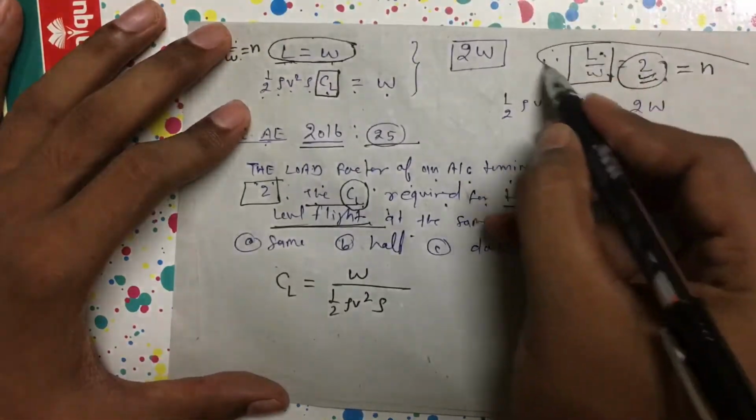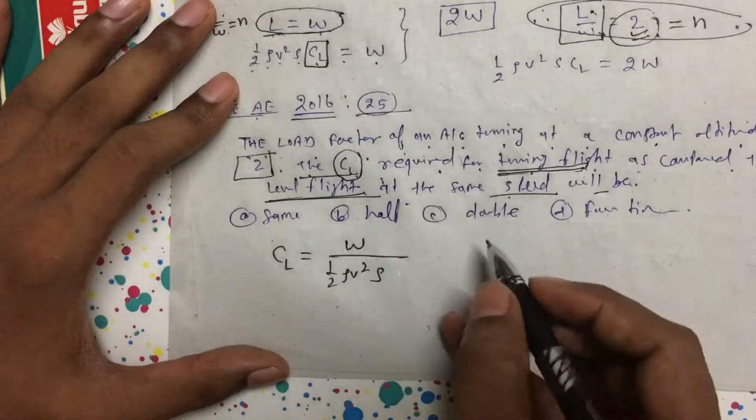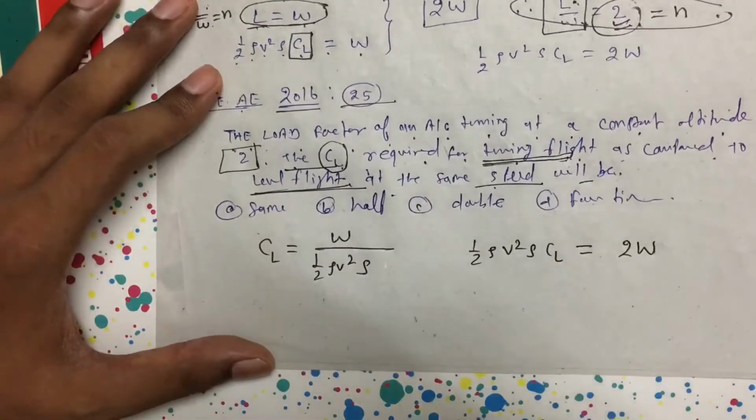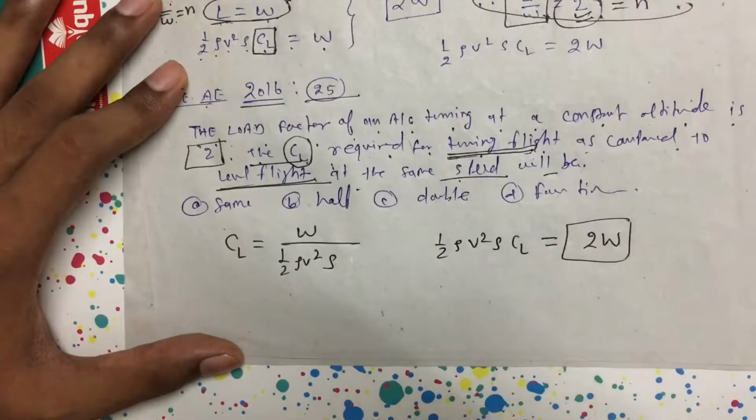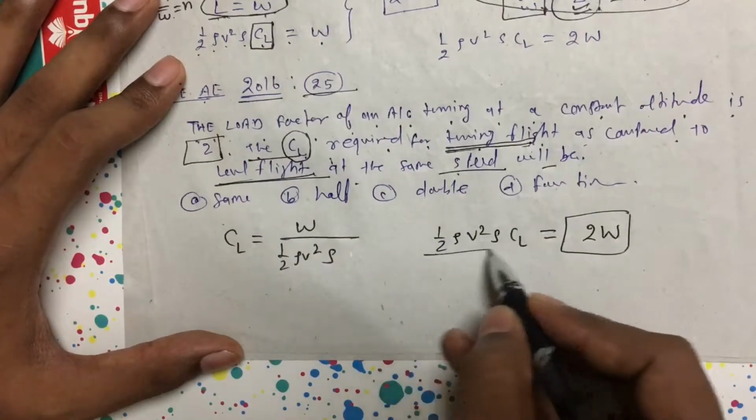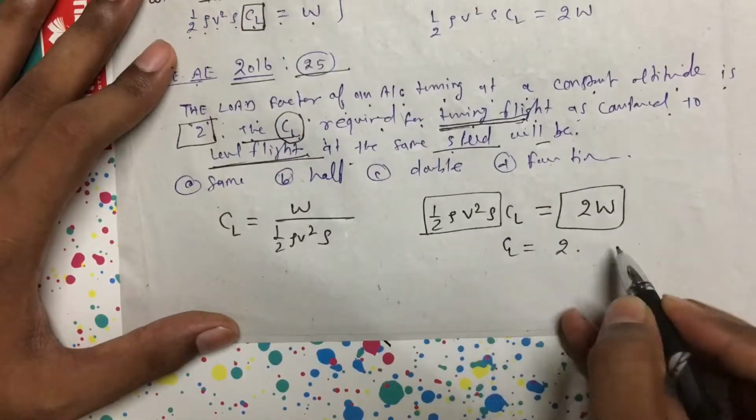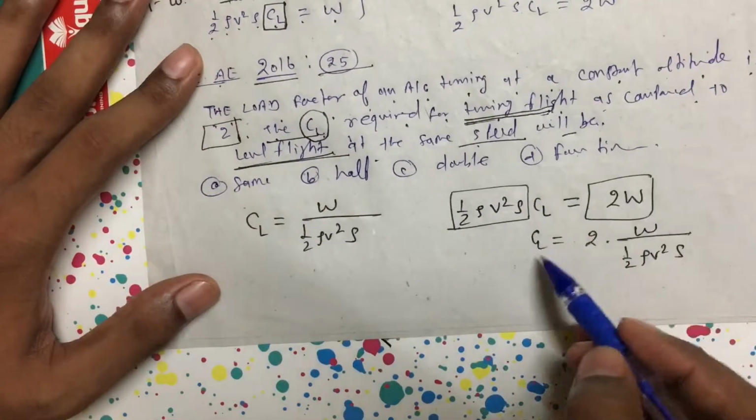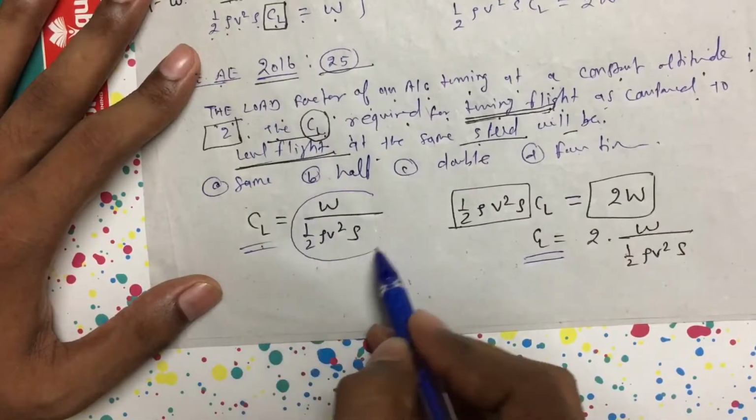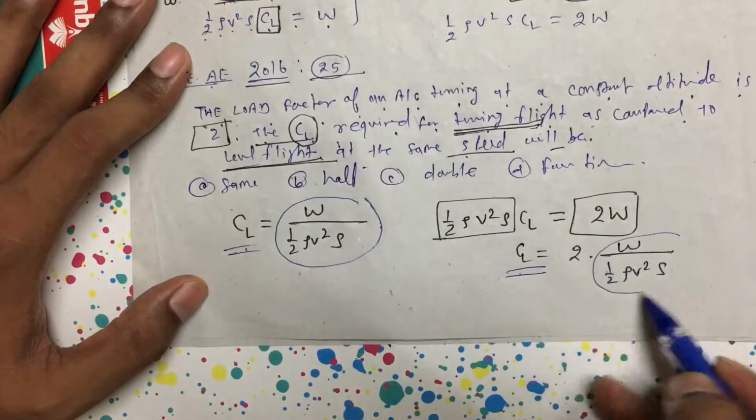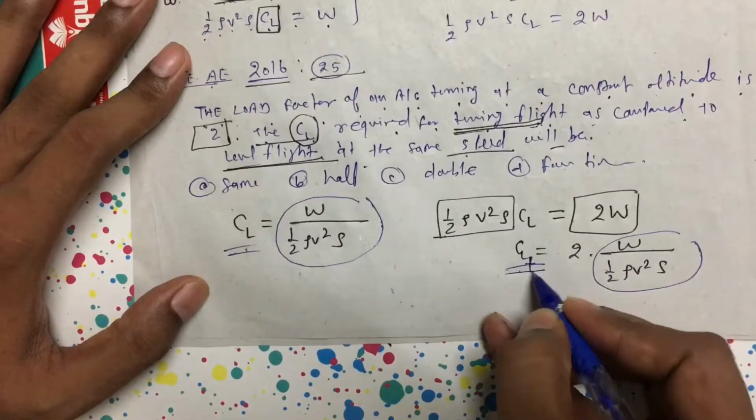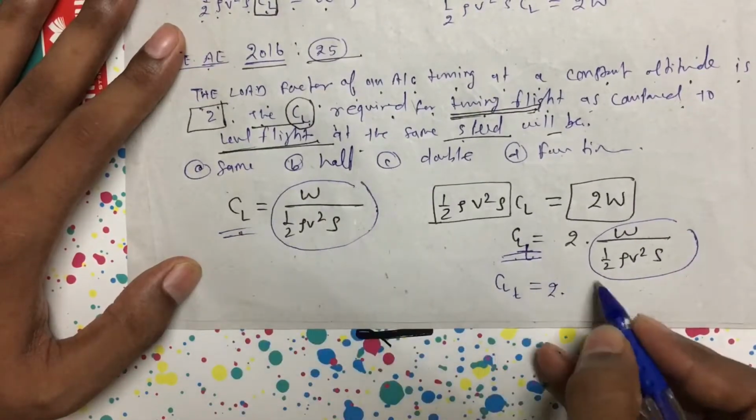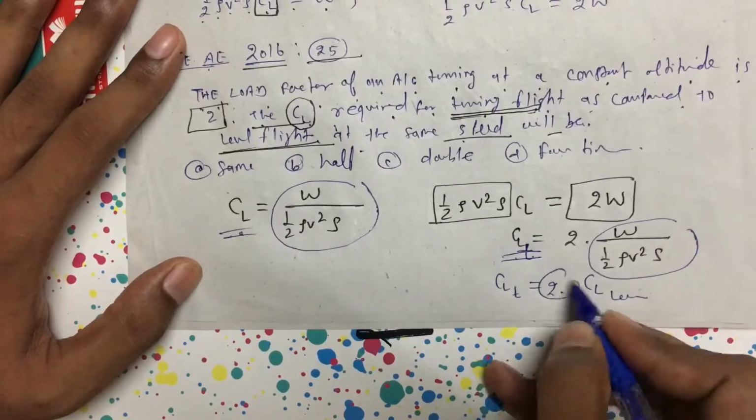And in this case, what will happen? Half rho V square S CL we have to equate with 2W, right? Because your lift became 2 times the weight, correct? So this much part will go down. So CL is equal to 2 times W by half rho V square S. So you compare this CL with this CL. This CL is just W by this much, and this CL is 2 times W by this much. So CL of turn, CLT I am saying, is equal to 2 times the previous CL, which is the CL of level flight. So 2 times, so double.